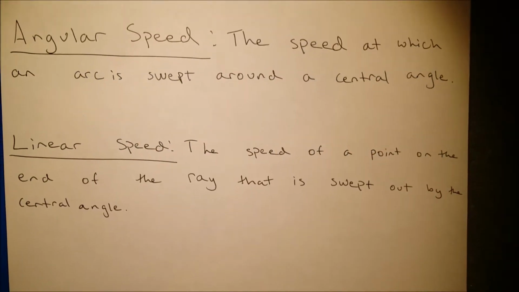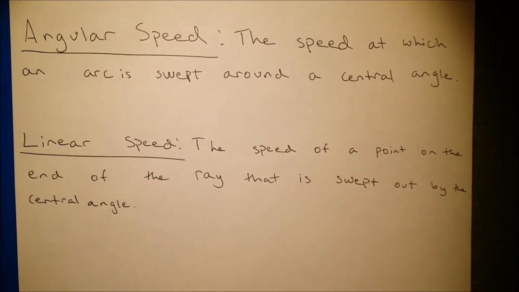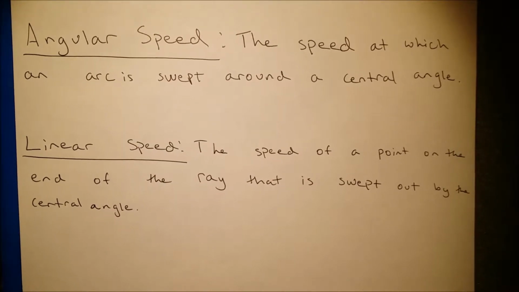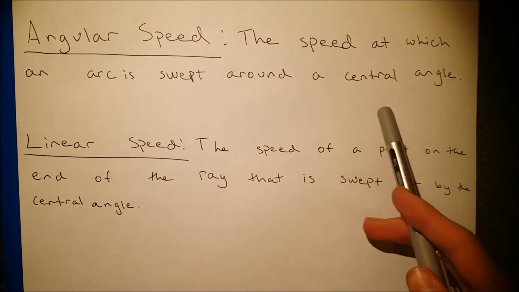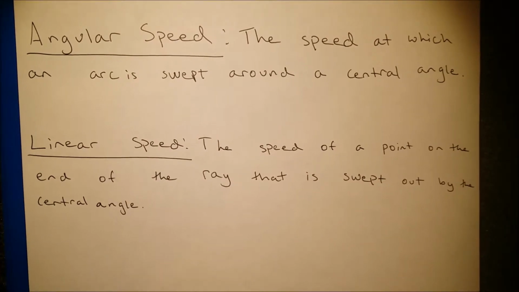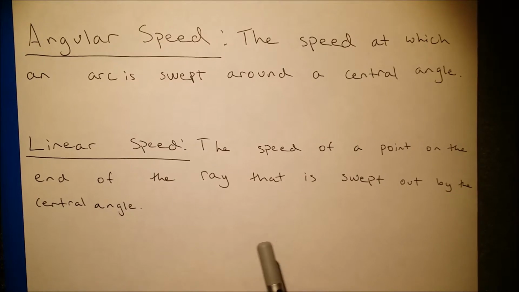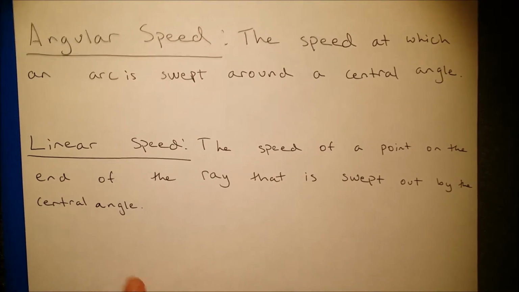So before we start this problem dealing with angular and linear speed, we're going to review what each of these terms mean. Angular speed is the speed at which an arc is swept around a central angle, and linear speed is the speed of a point or the end of the ray that is swept about by the central angle.